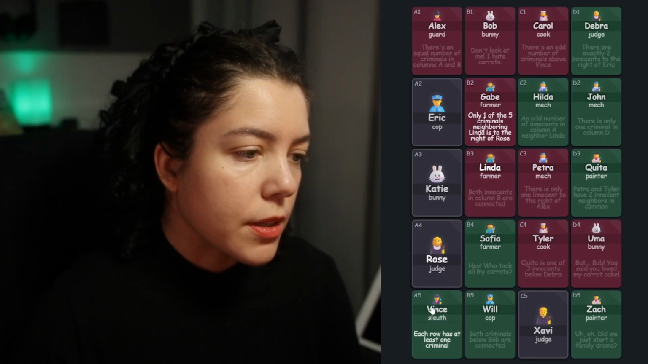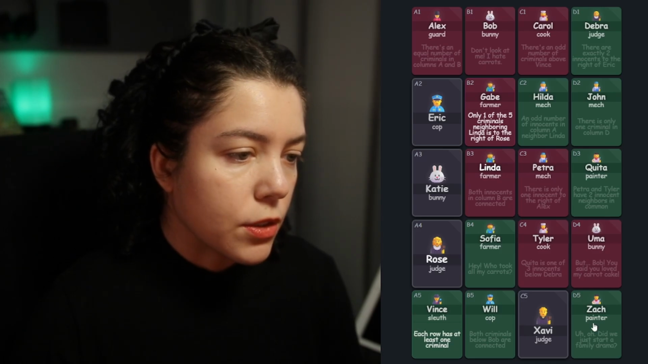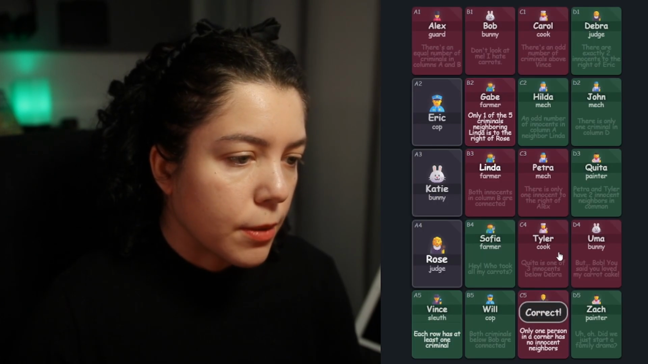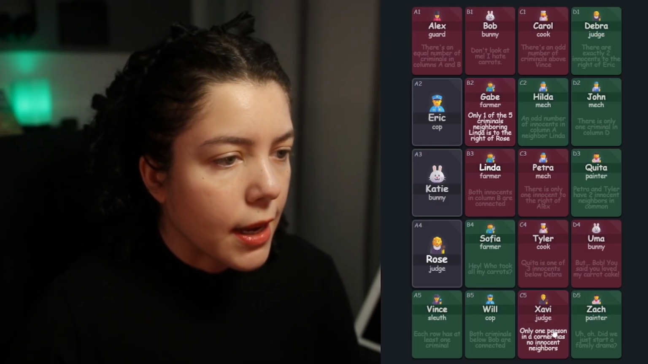And Vince now says that each row has at least 1 criminal. So what row doesn't have a criminal? Row 5, Vince's row. That makes Xavi a criminal. And we don't need Vince's clue anymore because every other row already has a criminal.